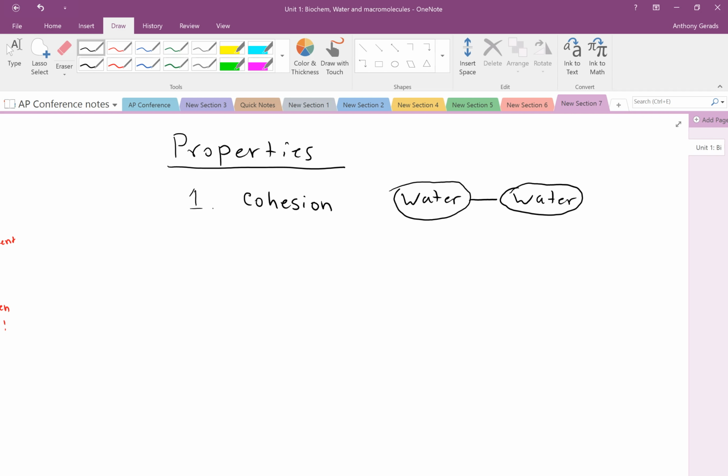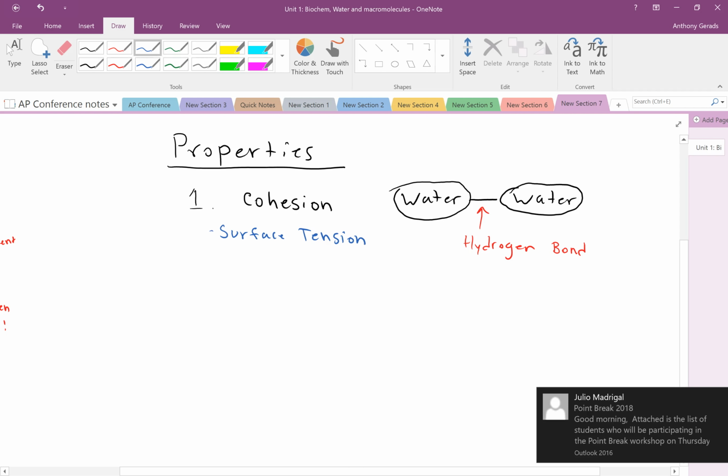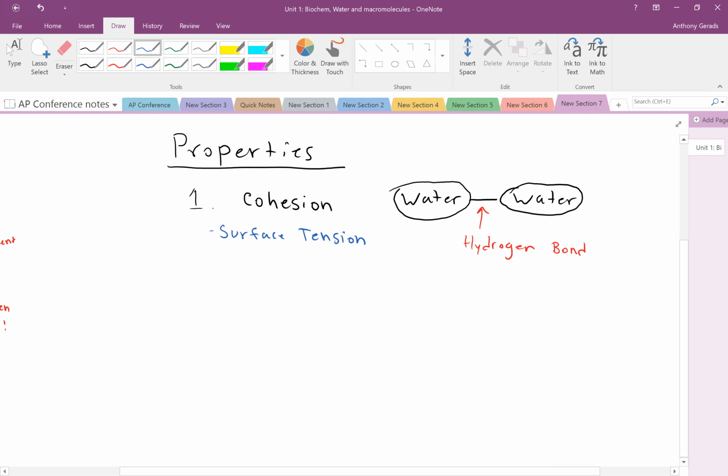Because of this right here, and this bond, remember we said between water and water, right here, it's called a hydrogen bond. Because of this right here, it leads to a phenomenon called surface tension. This is a big thing that people missed on their free response with water, because what they did is they put one of the properties is cohesion, another property is surface tension. It's the same thing. Surface tension is because of cohesion.